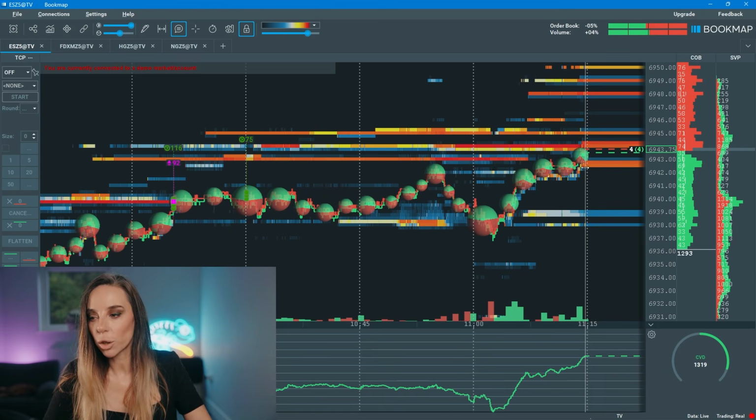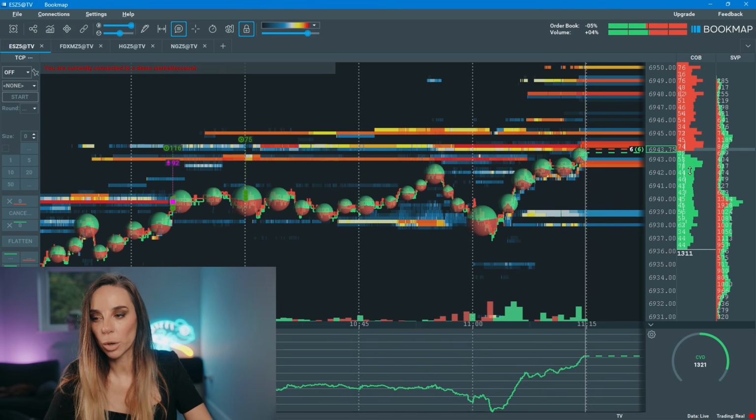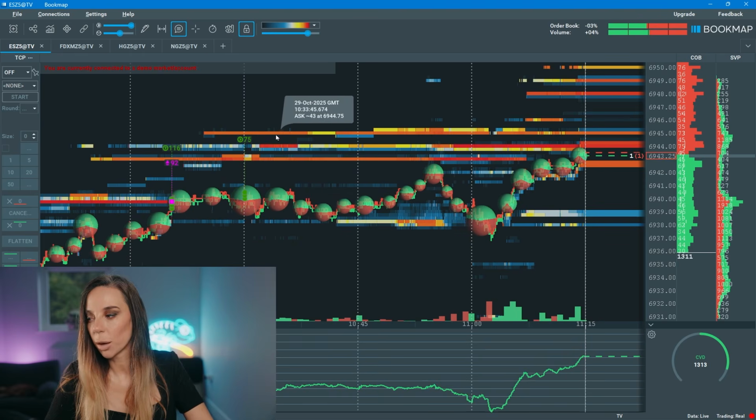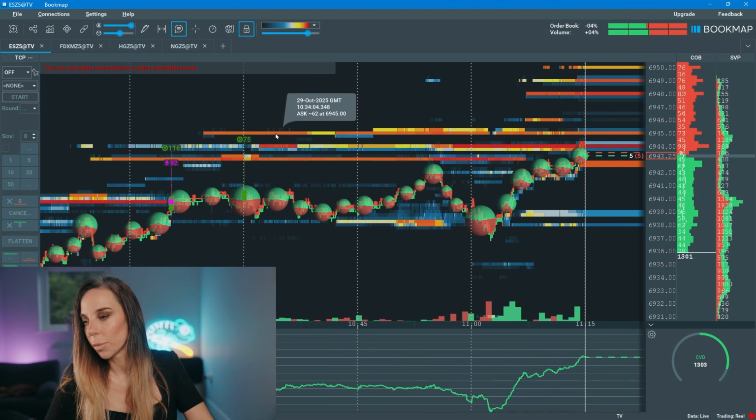The third and final component is the heat map, which to me is important. A heat map shows you not only current prices on the dome, but also where those areas were previously. So you can see that previously we had interest at 69.45.